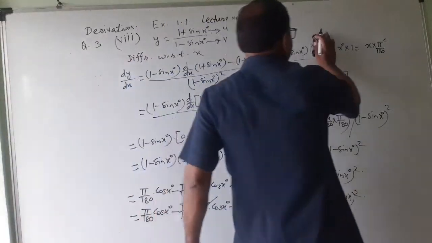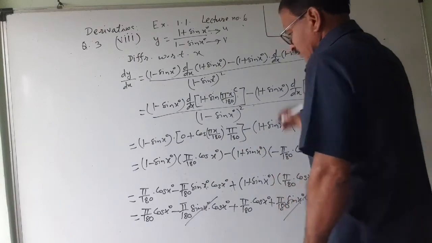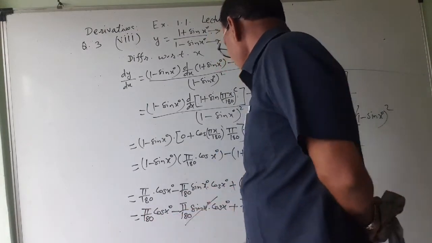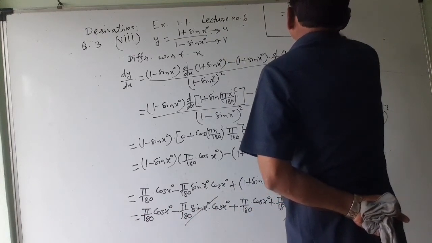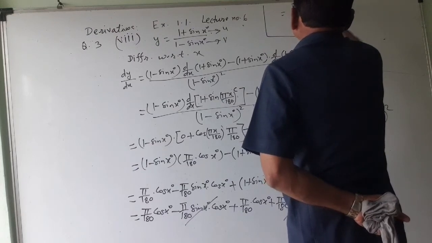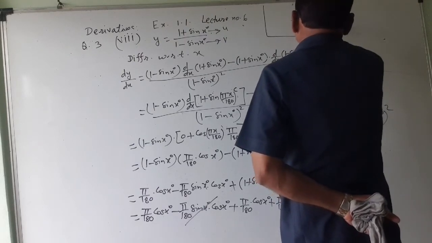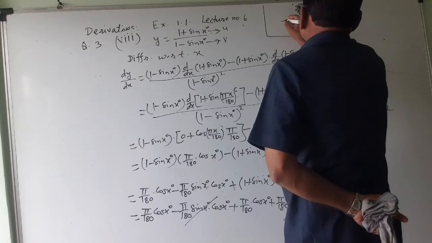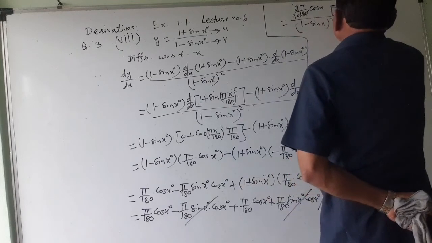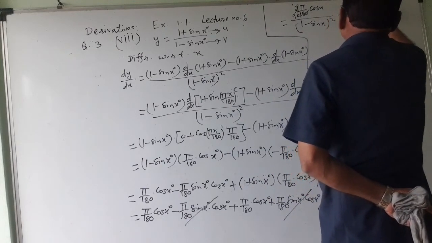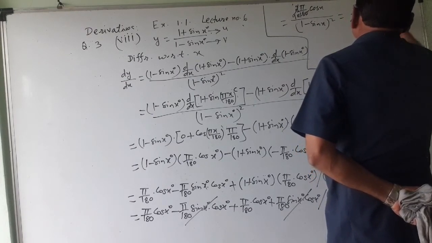Now the last step I will write here, make some place over here. That is equal to this pi by 180 cos x, pi by 180 cos x. So it will become 2 pi by 180 cos x upon (1 minus sine of x) bracket square. This is equal to 2 ones are 90s. This 90 will come here. That is equal to pi cos x upon 90 into (1 minus sine of x degree) bracket square.